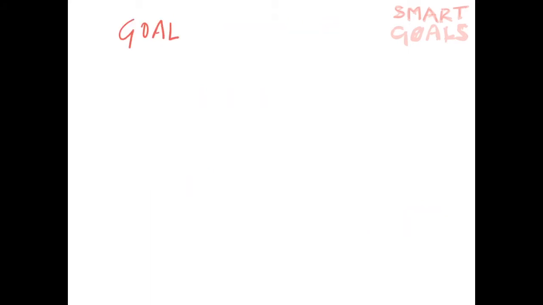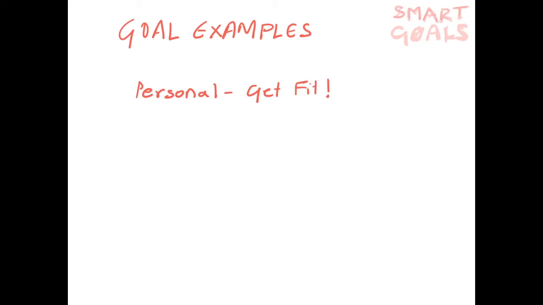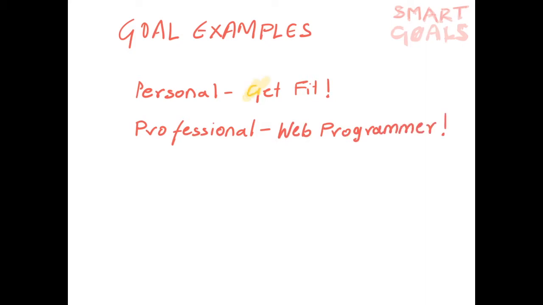Let me take you through the 5 elements of SMART using 2 examples. I have a personal goal and I have a professional goal. So I have a desire to get fit in life. This is my personal goal. And I want to up my programming skills for web. This is my professional goal.